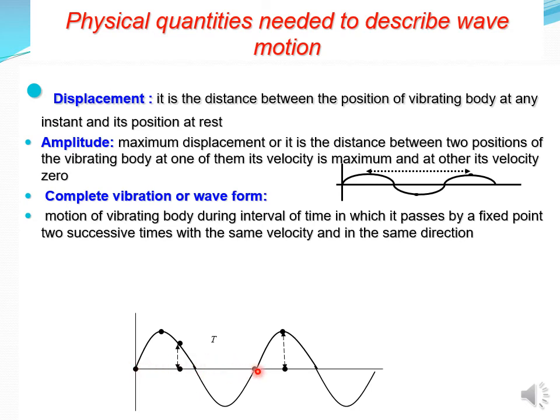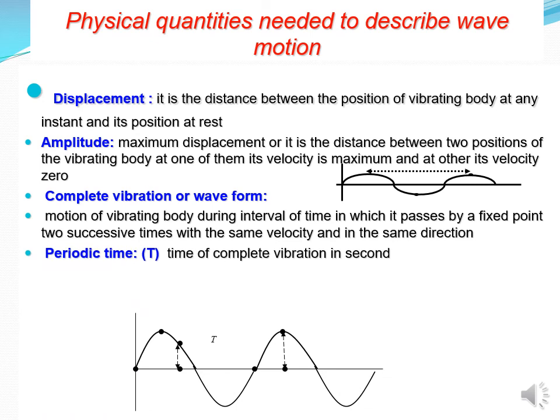الموليكيولز of the objects will vibrate perpendicular to direction of propagation. يبقى البوينت دي will move like that and will return like that to its position and move again upward. This will make a complete vibration or waveform. It is the motion during which the vibrating body in interval of time passes by a fixed point two successive times with the same velocity and in the same direction.